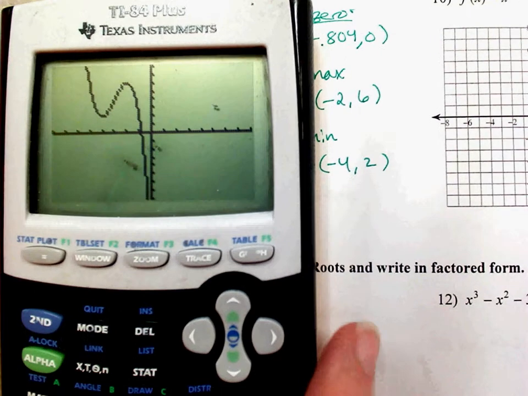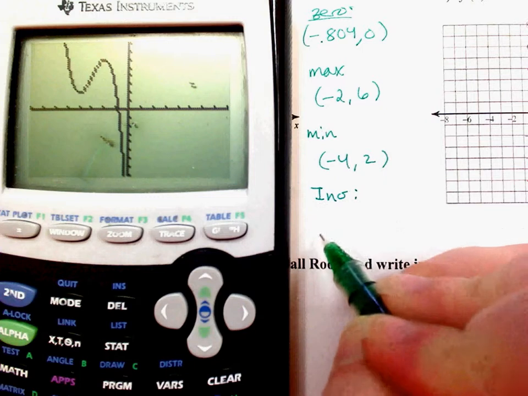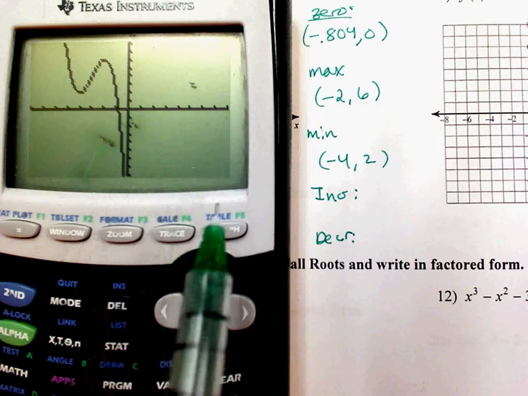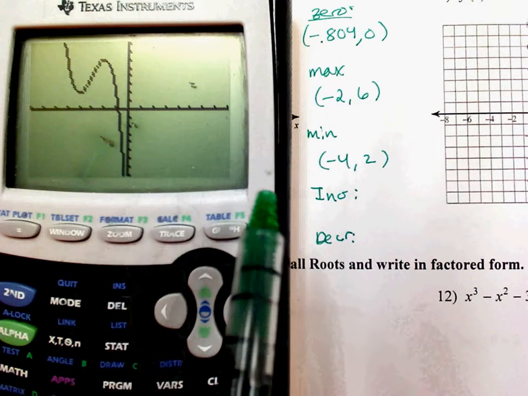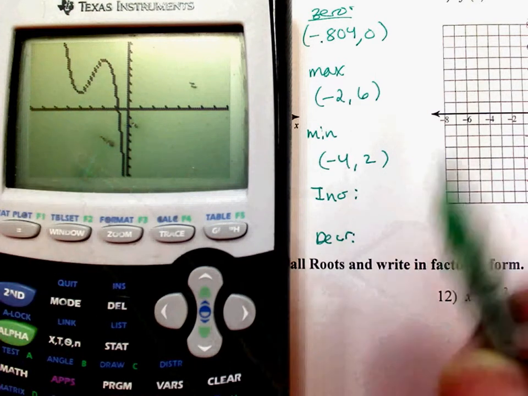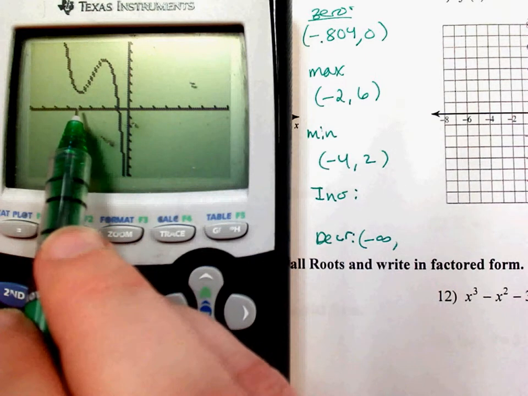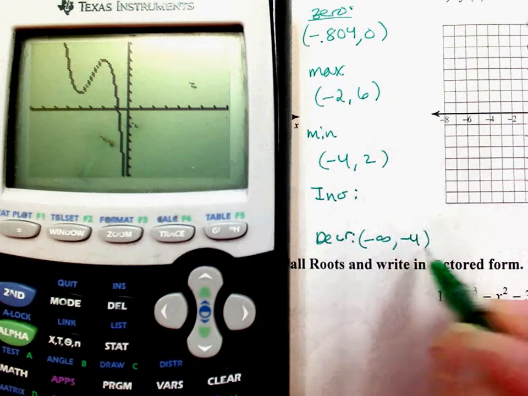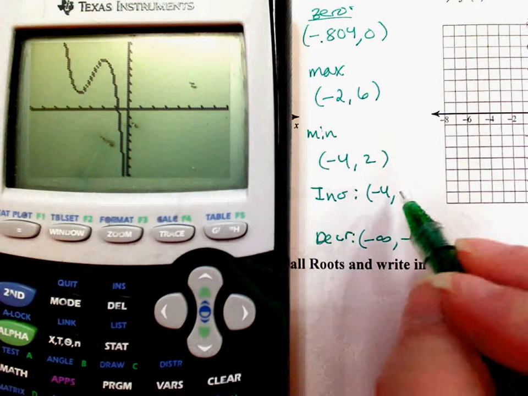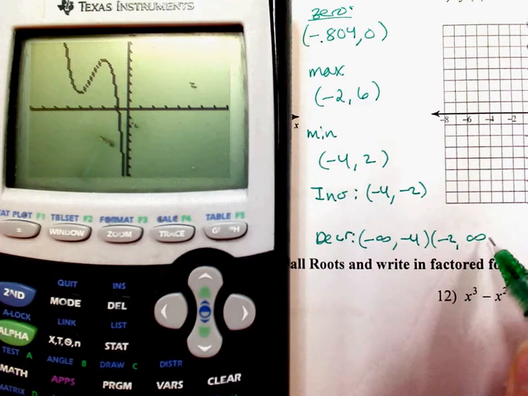What if I did ask you for increasing, decreasing? What do you use on increasing, decreasing, x or y? X? Okay. What's it doing first, increasing or decreasing? Okay, so I would say decreasing from negative infinity until the x value of this minimum. Negative 4? Okay, pick back up at negative 4, and I'm increasing until negative 2, and then pick back up at negative 2, and I'm decreasing until infinity. There you go. Okay.